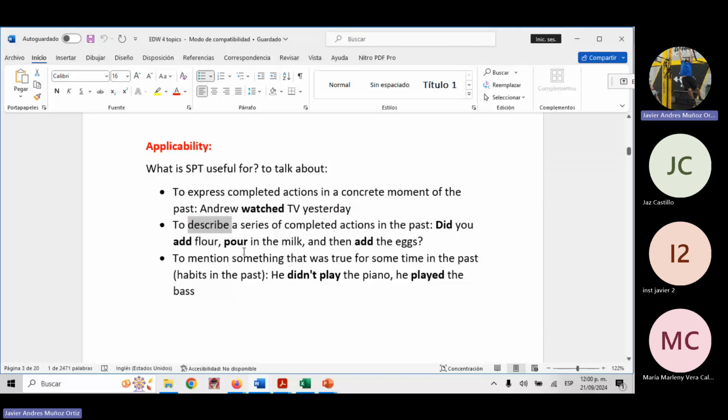For example, did you add flour, pour in the milk, and then add the eggs? So first you add flour. The second activity is to pour the milk. And the third activity is to add the eggs. All of them in past.